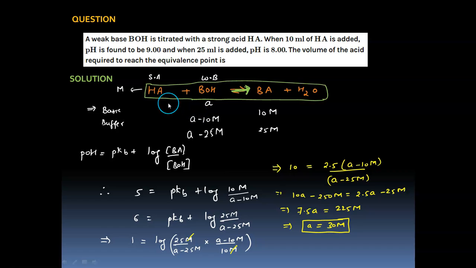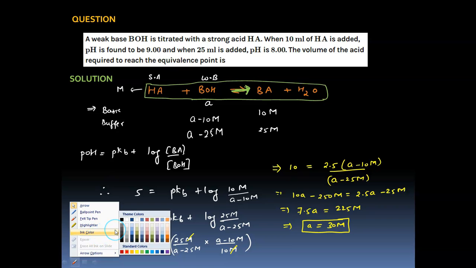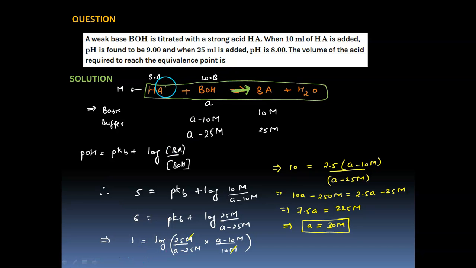So this is a question of titration between a strong acid and a weak base. Naturally the reaction is going to go towards completion. Why? Because one of the participants is a strong one. So HA is a strong acid and BOH is a weak base. Now nothing has been said about the number of moles of BOH present, or the molarity of the solution.